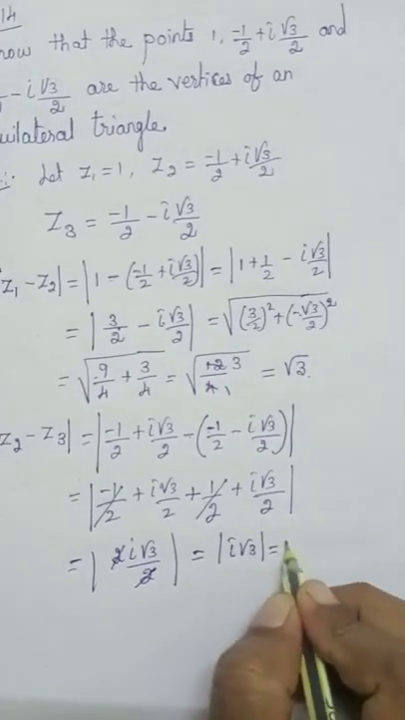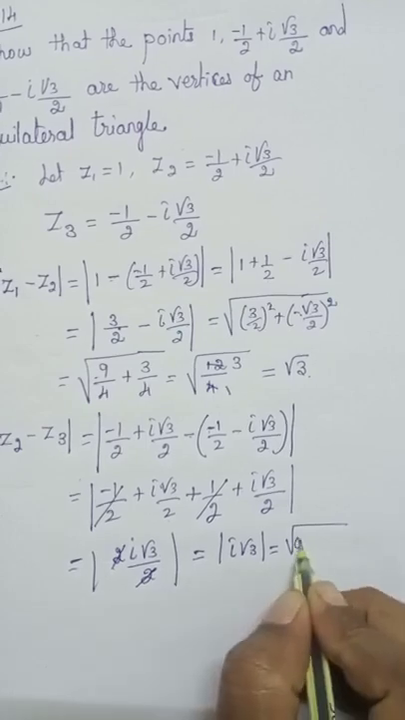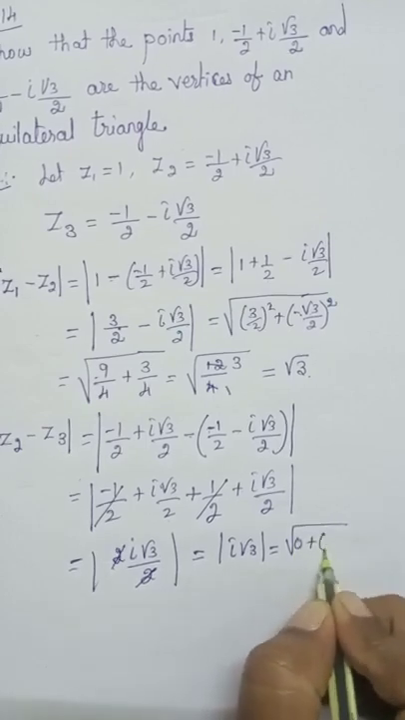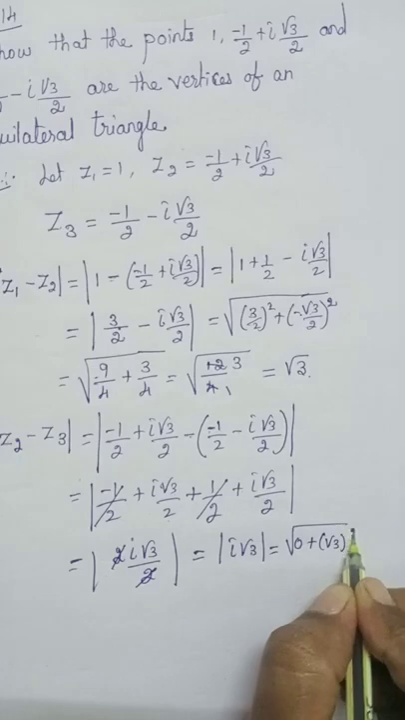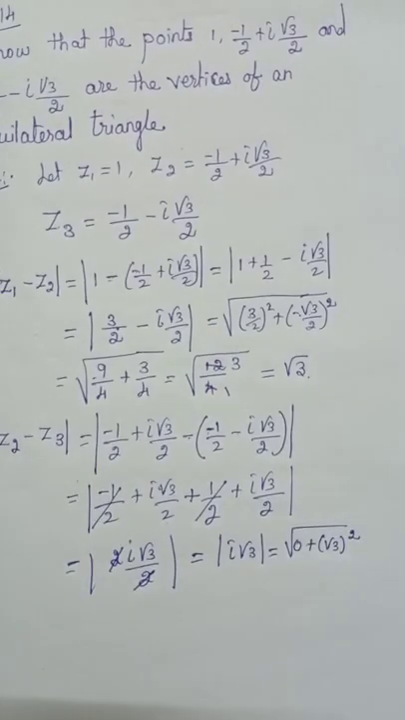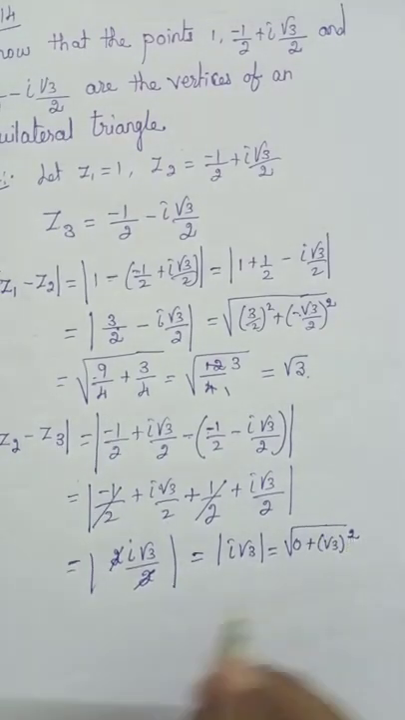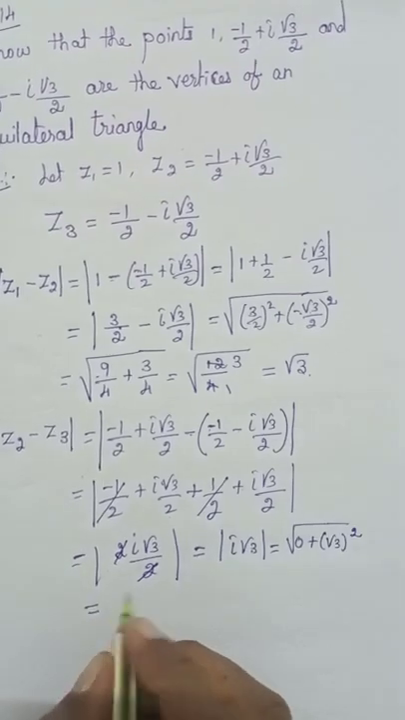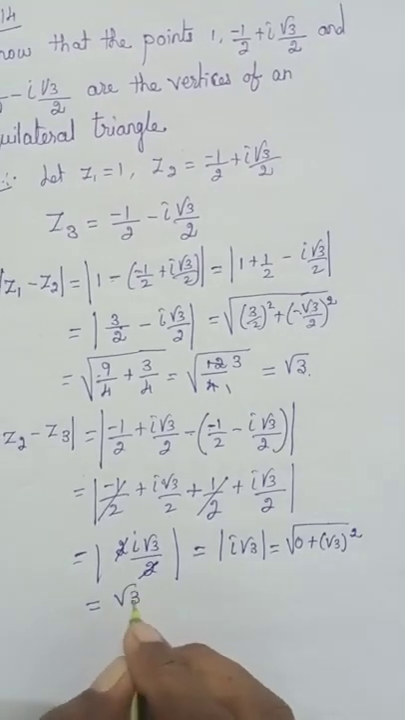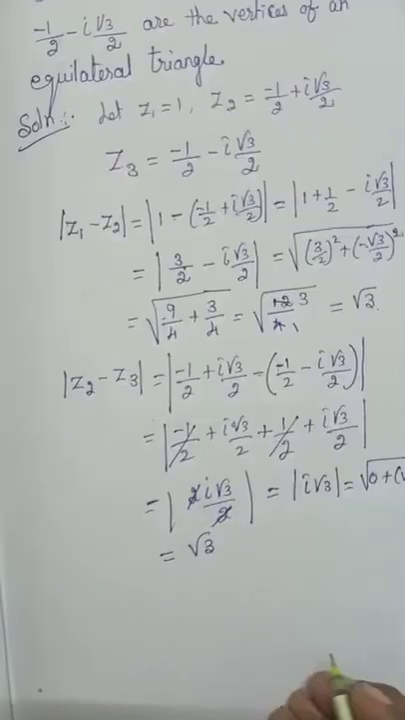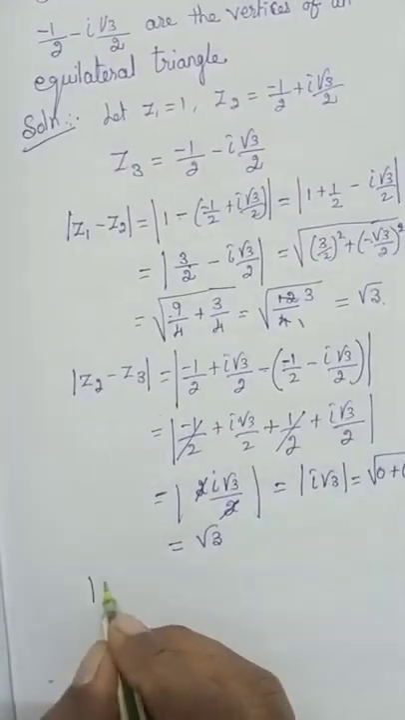Shall we find out the value? That is square root of real part is not there, 0, plus imaginary part is root 3, the whole square. So root and square will be removed. Our answer is root 3. Is that clear? Then one more side we have to find out.